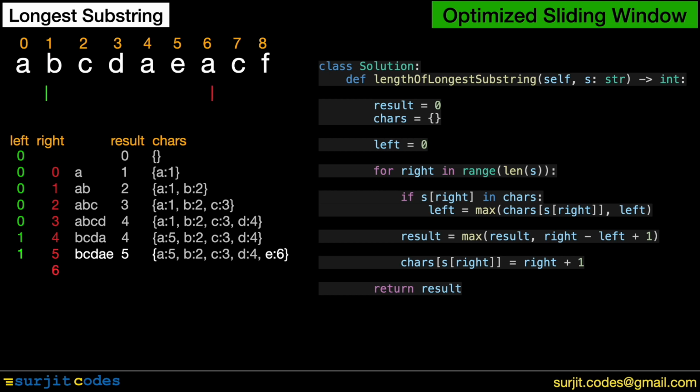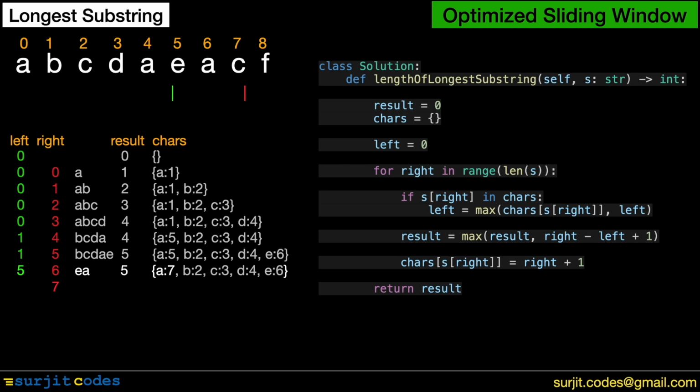Next character at position 6 is again A. It is present in the dictionary, so left directly becomes 5. Substring contracts to become EA. Its length is 2, which is less than the previous value of the result, so result is unchanged. New value of A in the dictionary now becomes 7. Ability to immediately move the left pointer to its appropriate position makes this new algorithm faster than the previous method.